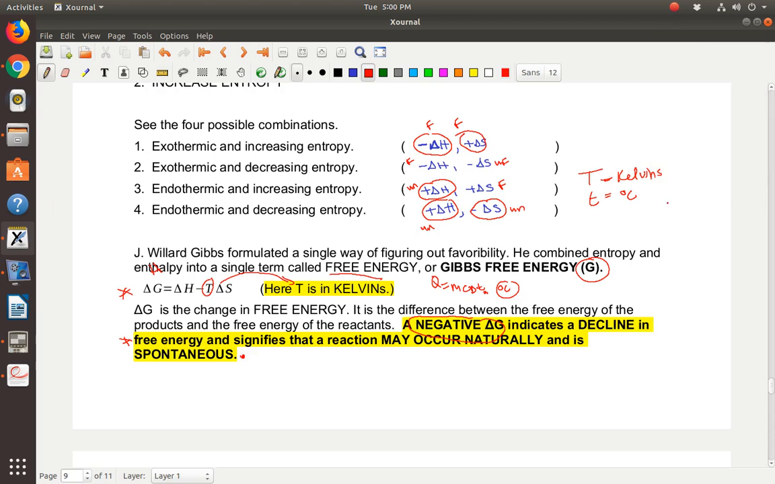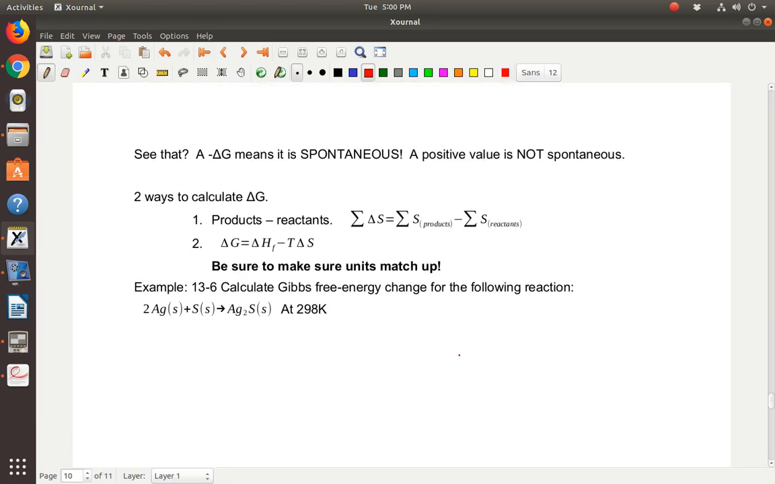So now we're going to calculate the delta G. What we've said in the past is a negative delta H is exothermic, and that's a good thing. And a positive delta S is an increase in entropy, and that's good. And now we're telling you a negative delta G is good. That's how we know if something's going to occur spontaneously. So see that negative G: is it spontaneous? A positive value is not spontaneous.